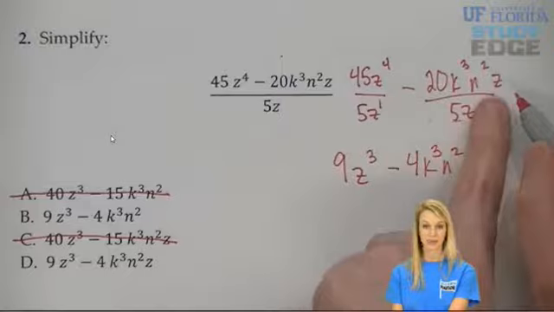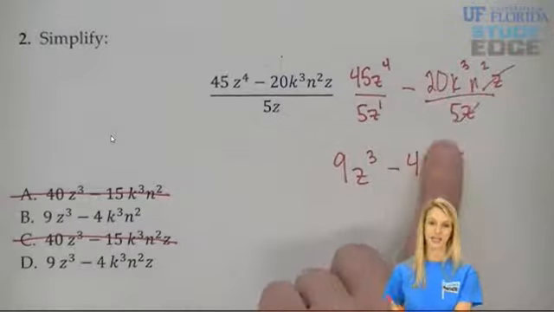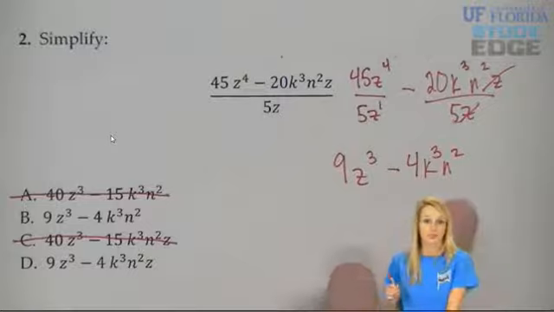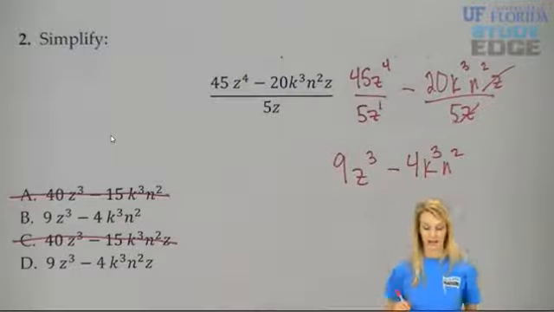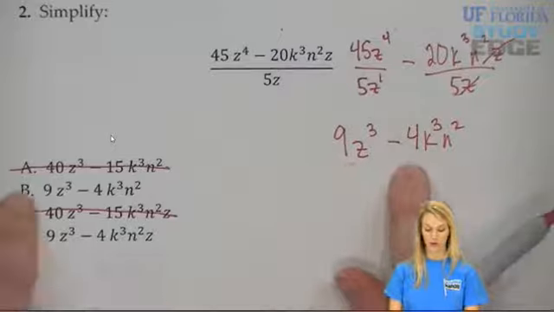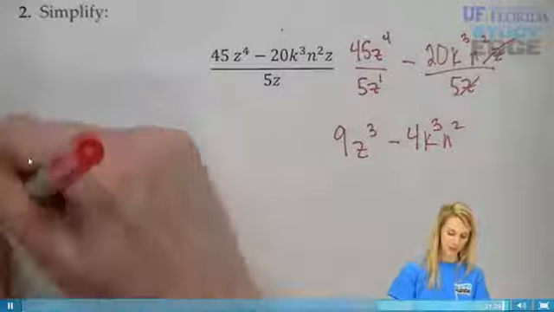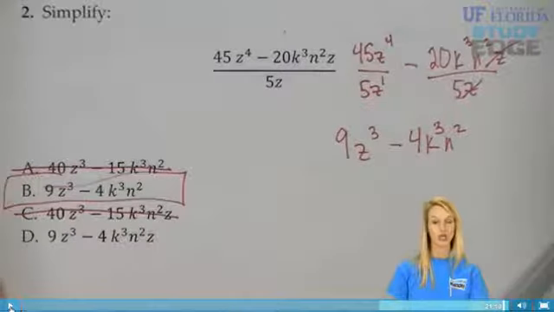What about z? There's a z on the top and a z on the bottom. A z and a z, those are going to cancel out. So there is no z in our final answer. What do we get? 9z to the 3rd minus 4k to the 3rd times n squared. We end up with answer choice B. And let's check in on Paul and see how he's doing.